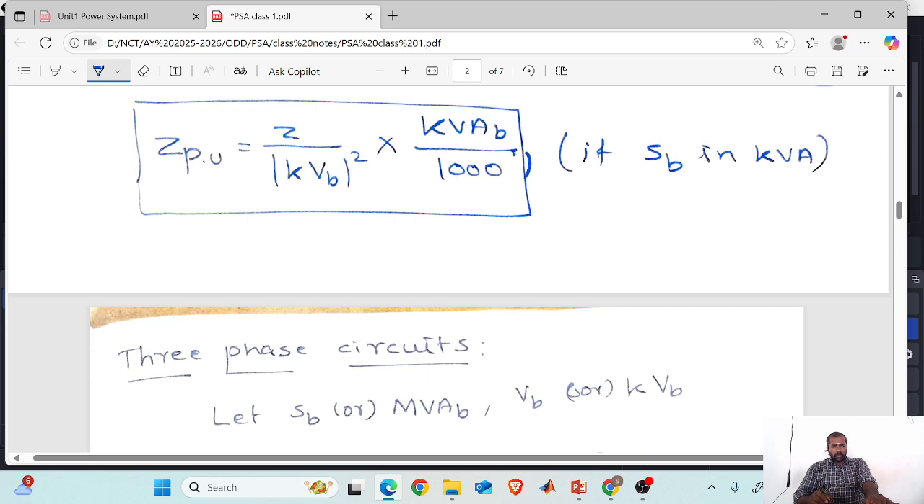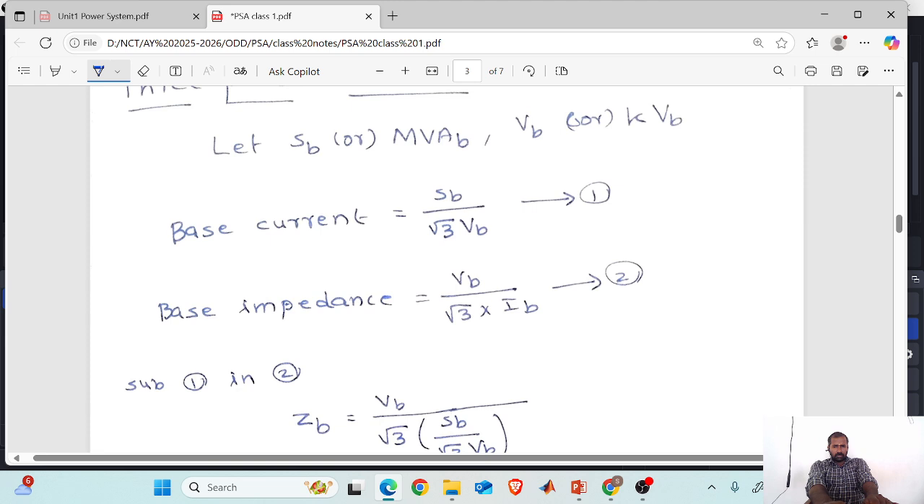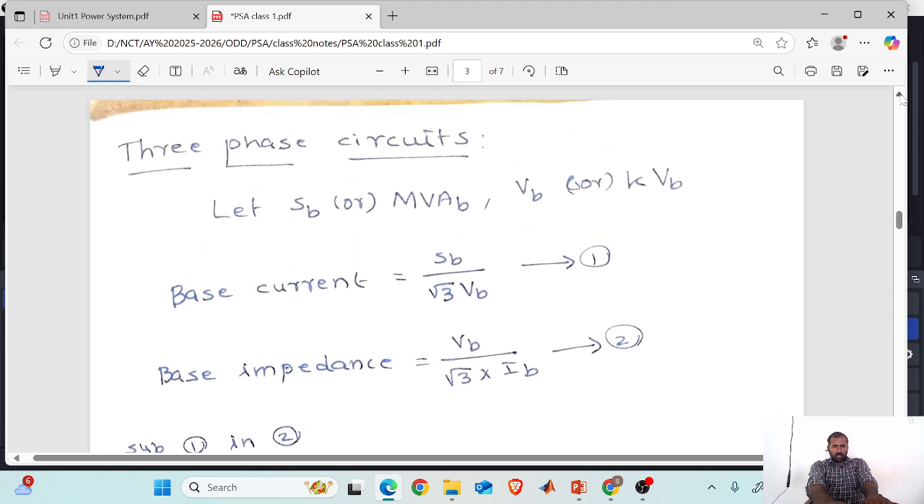So this whole value is now converted to MVA base, right? So normally the base values you can bring into MVA. So that is what they have done here. Now this is all about the single-phase circuit. In the next class we'll see about the three-phase circuit.